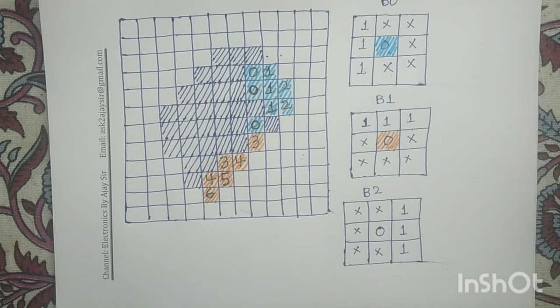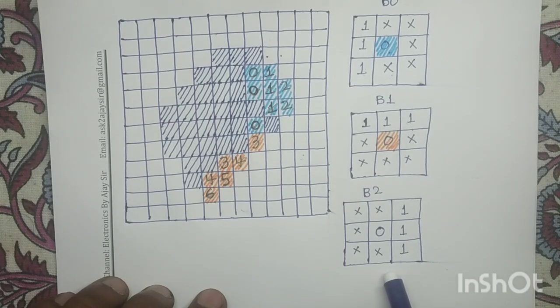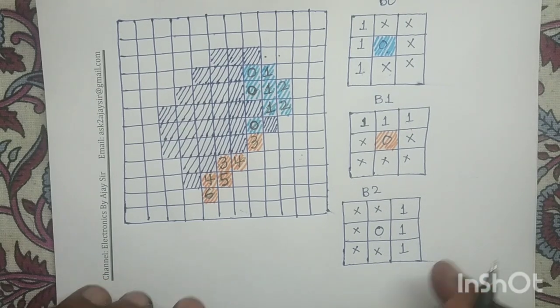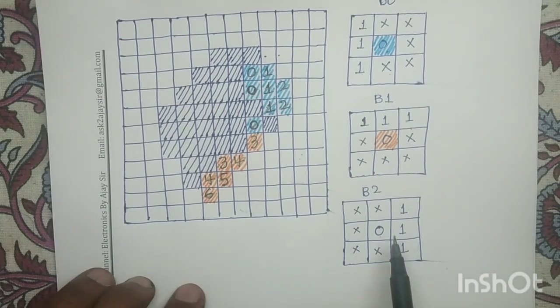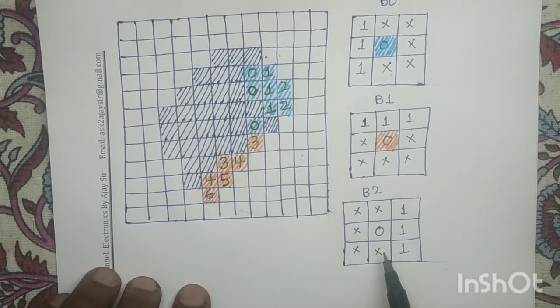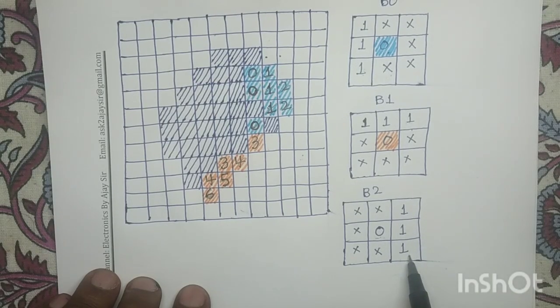Next we will repeat our iterative algorithm with this structuring element B2. In B2 you can see the center pixel is logic 0, and these 3 pixels are logic 1, and the remaining 5 pixels are don't care. So in order to target the hit point in this intermediate result, we have to find this pattern. The center should be 0 and these 3 pixels should be logic 1.